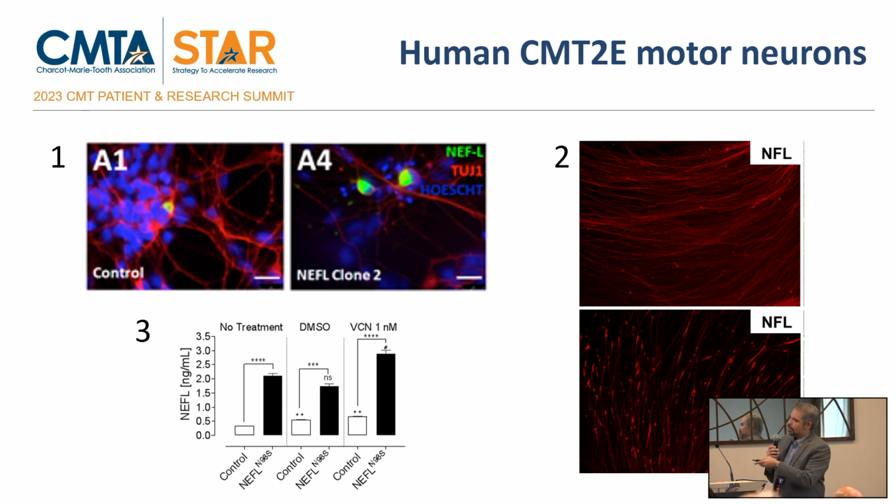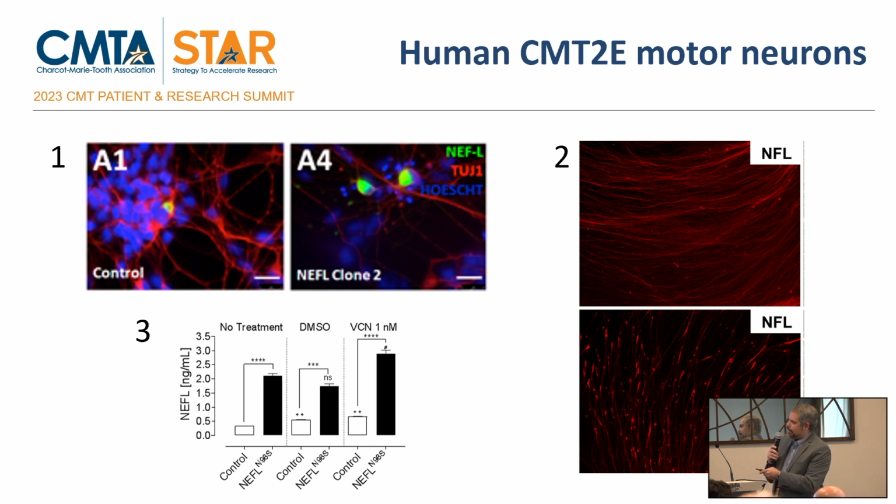So this is what our work has been, and this has all been funded by the CMT STAR initiative. We found several different changes in CMT2E human motor neurons. Those neurons, here's the cell body of a neuron, get filled with neurofilaments. So neurofilament kind of gets stuck in their cell body.